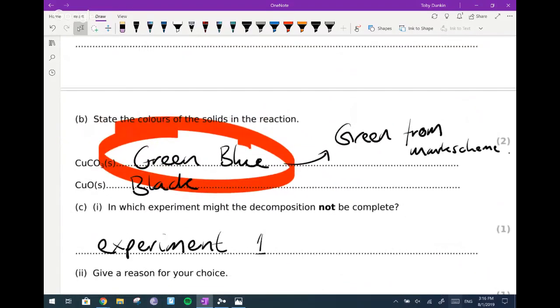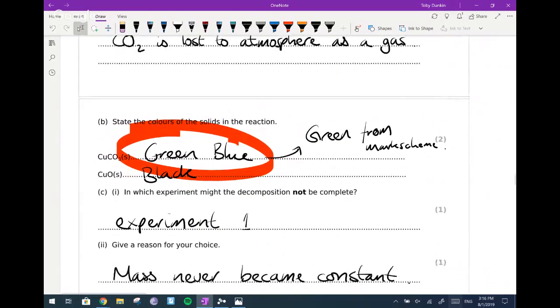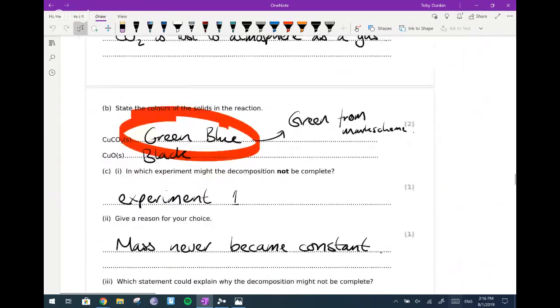So state the color of the solids in the reaction. I put green-blue. It's turquoise. Copper carbonate is turquoise. And on the mark scheme, it says accept green. So there's my 1 mark, folks. It wasn't a calculation, it was a color. So they want green now. It's turquoise, it's greeny blue. I totally disagree with it, but whatever. It's green. I'll give it. So copper oxide, of course, is black.